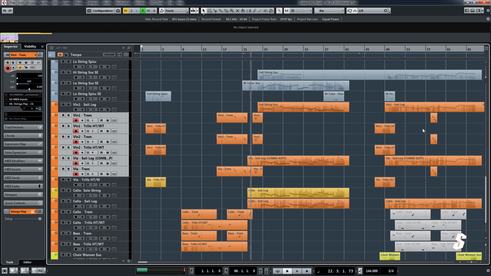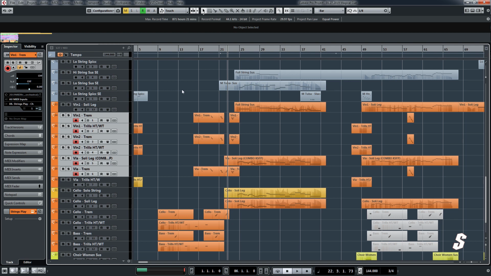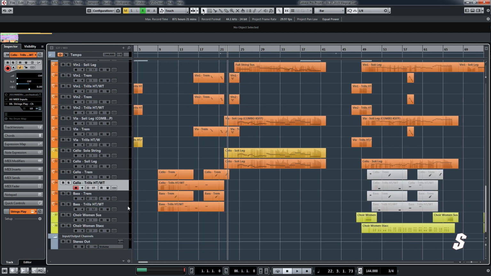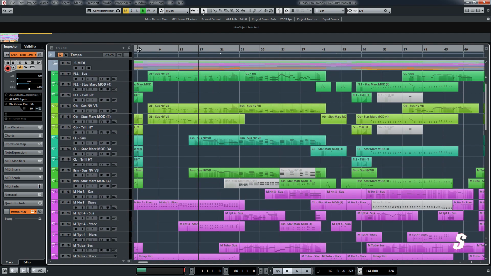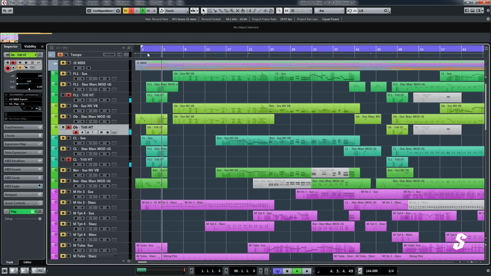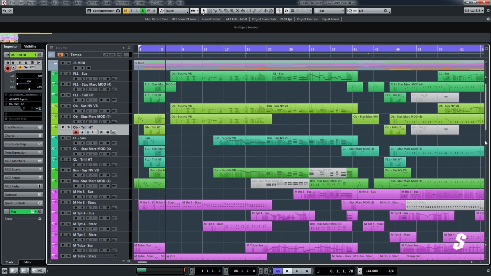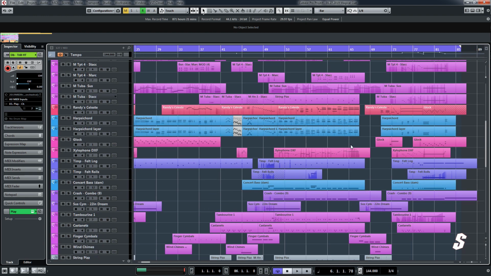So that's one thing I used a lot of. Trills too are really popular, so you kind of heard trills right here. And trills in the woodwinds, of course, such as in the beginning. So those were some things that I used.